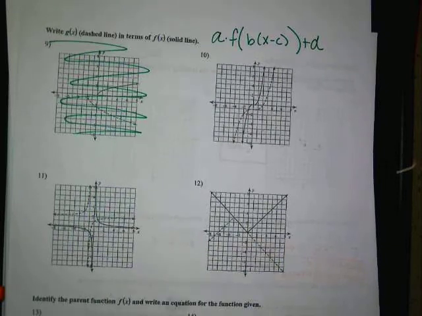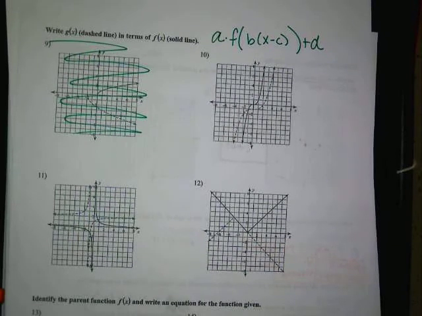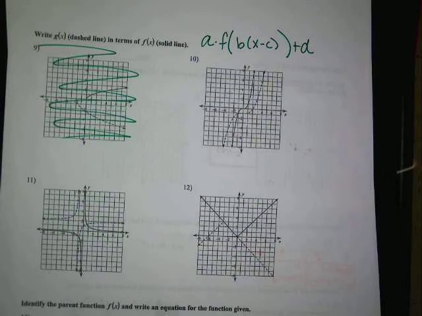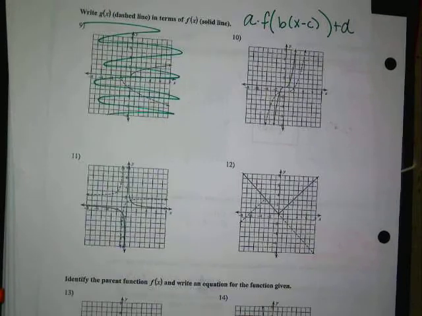All right, so which one do you want me to do? 10. Oh, wait, actually, no, do 11. 11? Okay. I'm going to do 11. Can you do two of them? No. Okay. I'll do 11.